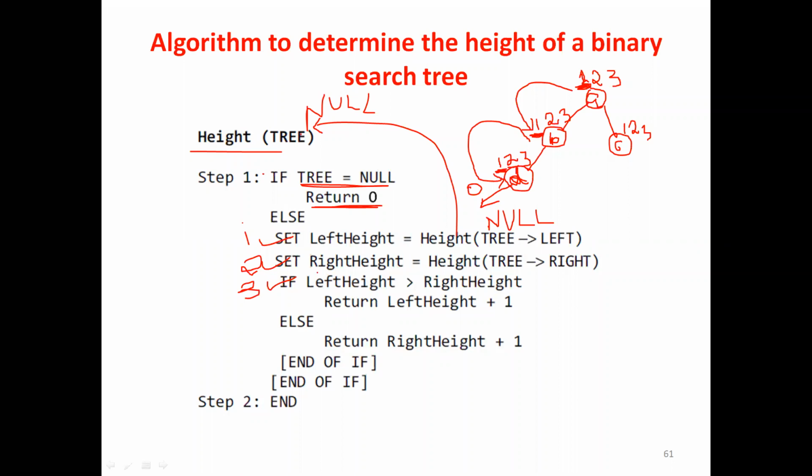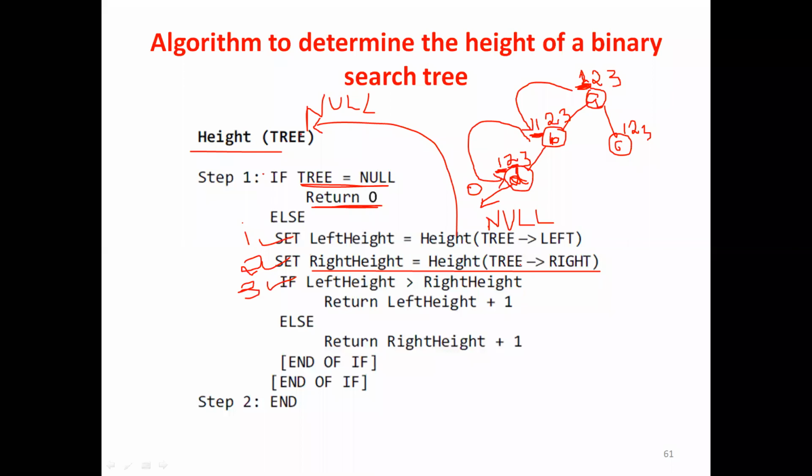What is step 2? This one, right: height equal to height of the right tree. What is the right tree? Earlier tree is nothing but the D node, right? Because step 1 is executed, it is null. Okay, it is returning 0. Now I have to check whether this node D is having a right child or not. I'm checking.